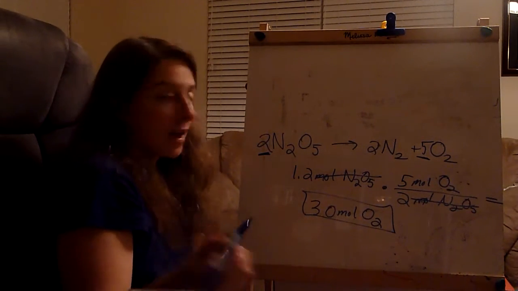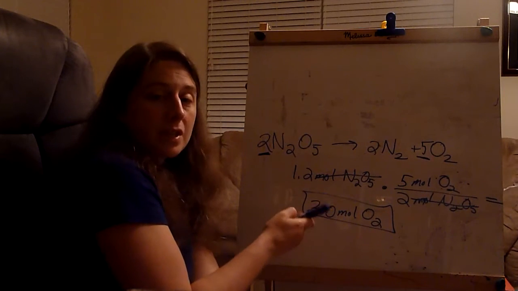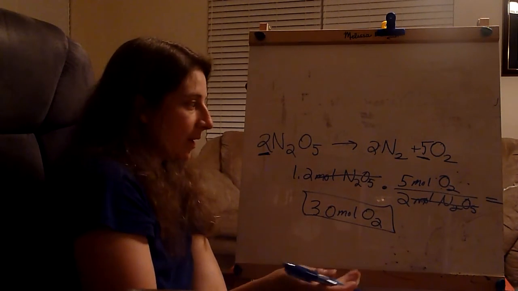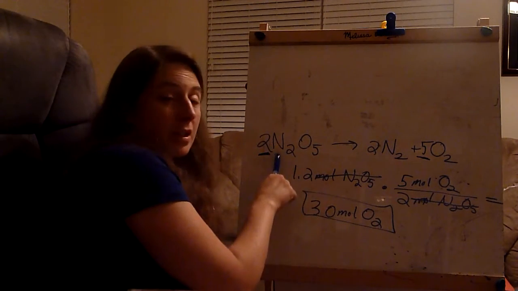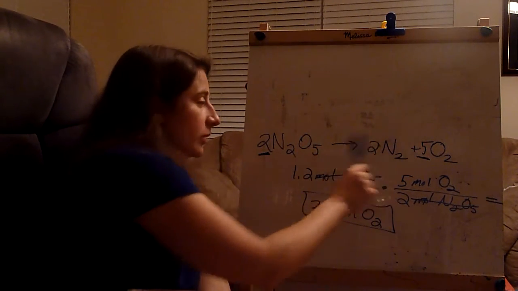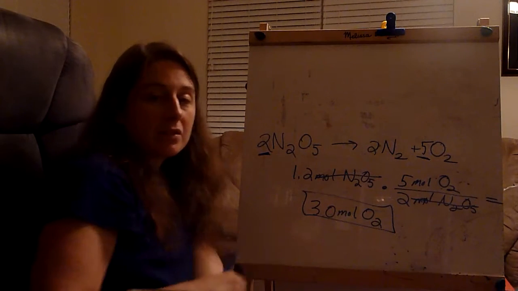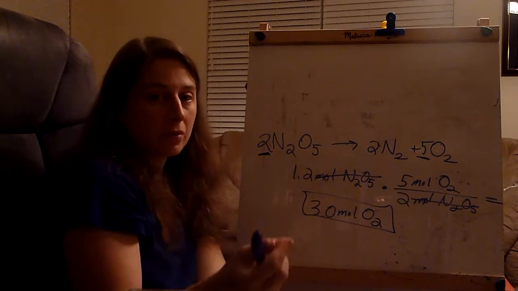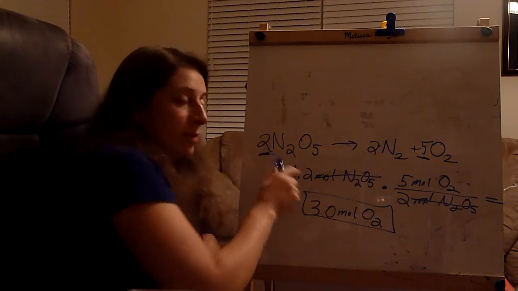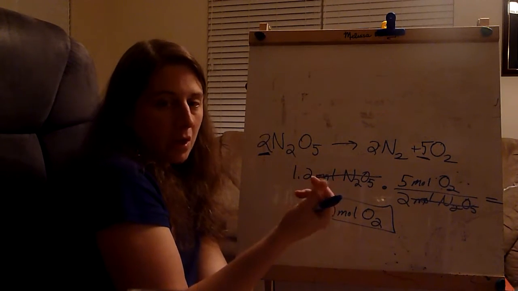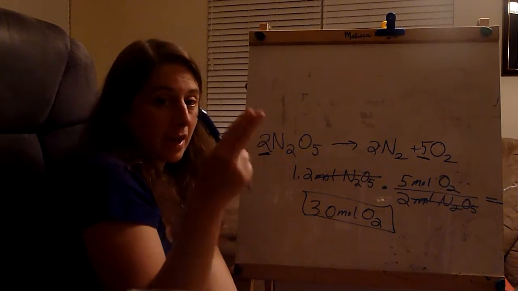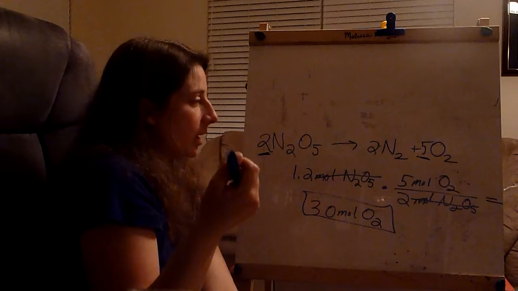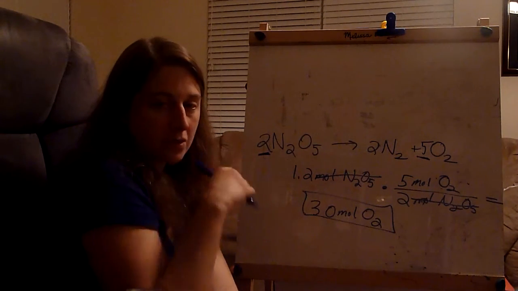Now notice I have 2 significant figures here. My stoichiometric coefficients are perfect. If you're dealing with atoms and molecules, you can't have a piece of an atom or a piece of a molecule, so these stoichiometric coefficients are perfect. Really, if we break down 2 molecules of dinitrogen pentoxide, we get 2 molecules of nitrogen and 5 molecules of oxygen. So those are perfect numbers.